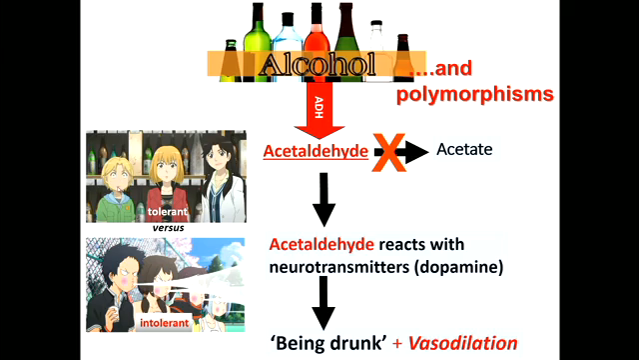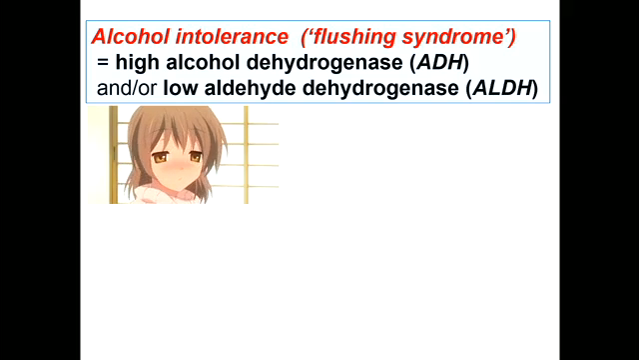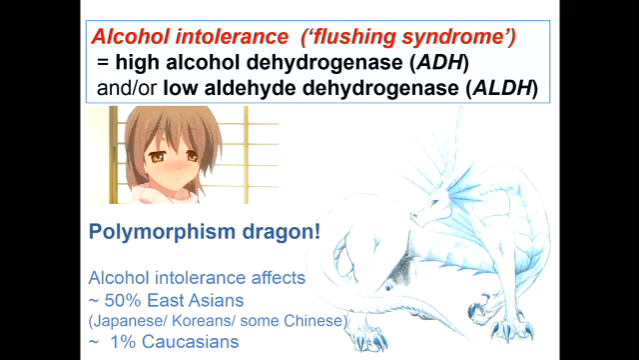So here's a group of tolerant people and a typical response of intolerant people. This is due to polymorphisms, high alcohol dehydrogenase and/or low aldehyde dehydrogenase. I don't expect you to memorize this, but it's just giving you an example so you understand what's happening. So here's an example of alcohol intolerance.